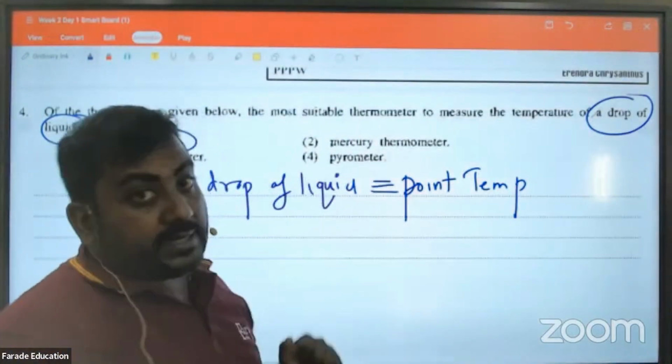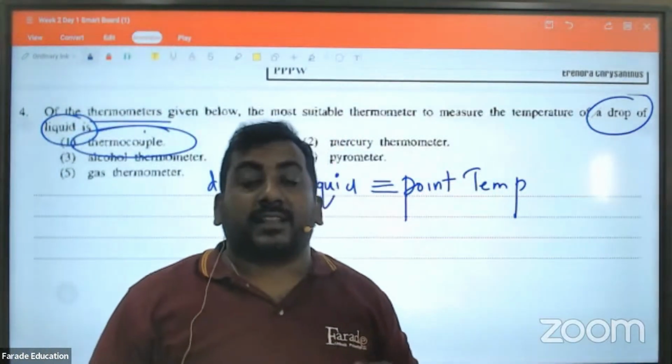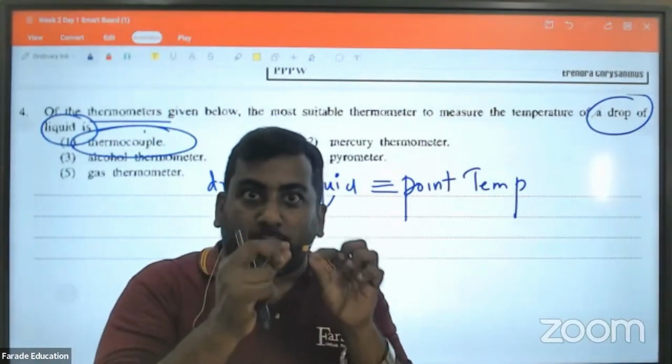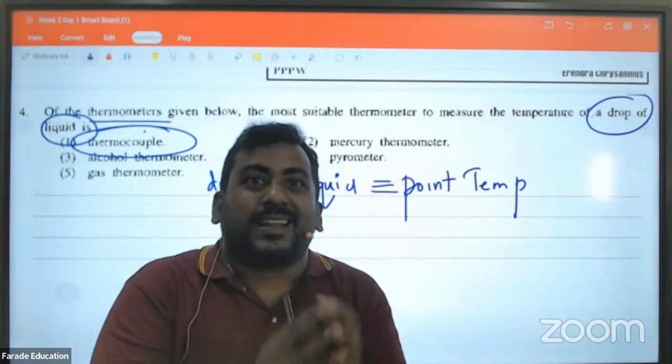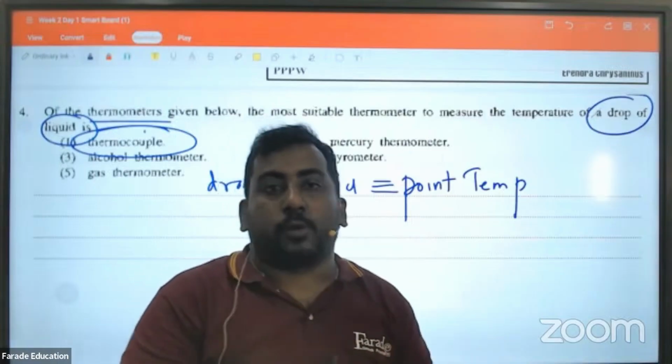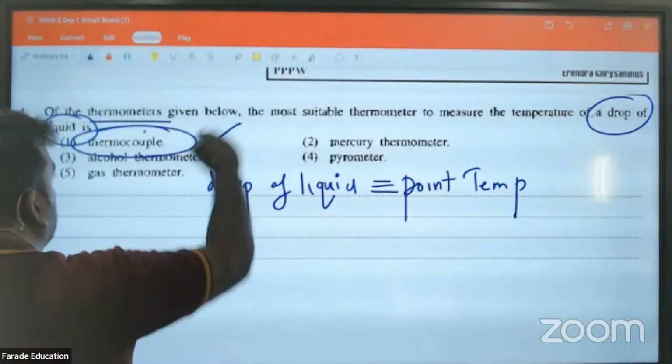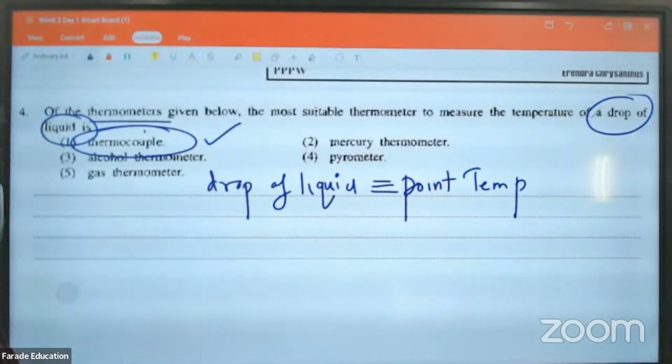The pyrometer is also what? That's a radiation pyrometer. It's absorbing radiation. So a point or liquid droplet will give less radiation, so it can't read with proper sensitivity. So the thermocouple is the most suitable. Fourth one, answer number 4.